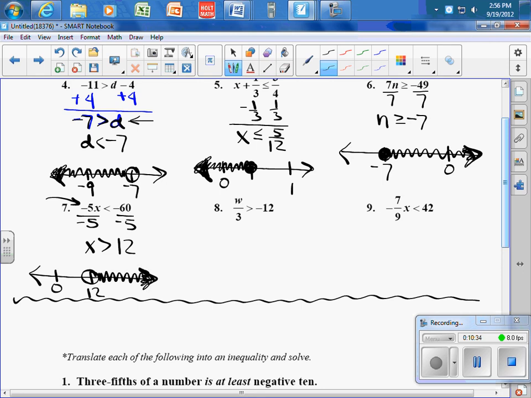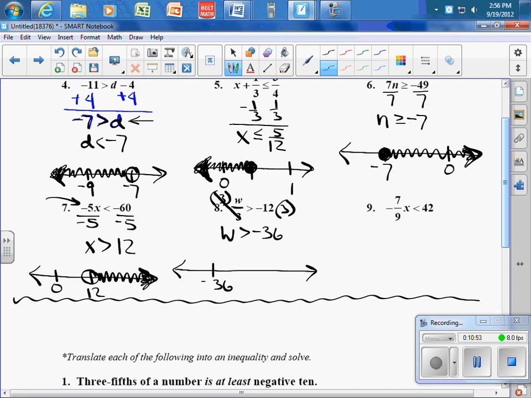In number 8, this fraction bar means divide. How do you cancel divide? By multiplying. So I'm going to multiply both sides by 3. The 3's cancel. We get w is greater than negative 36.